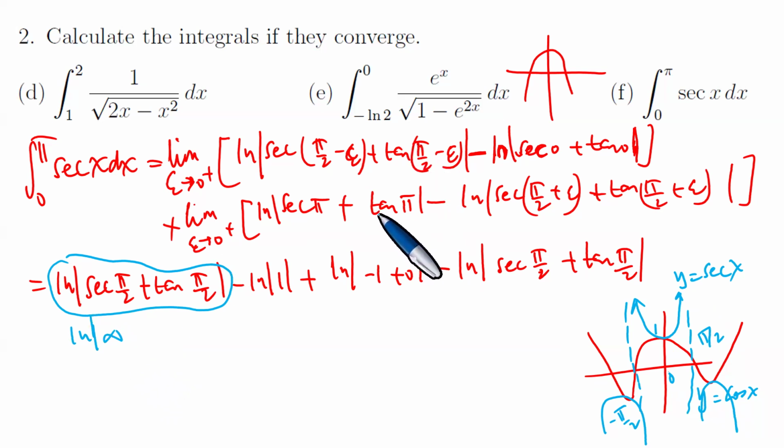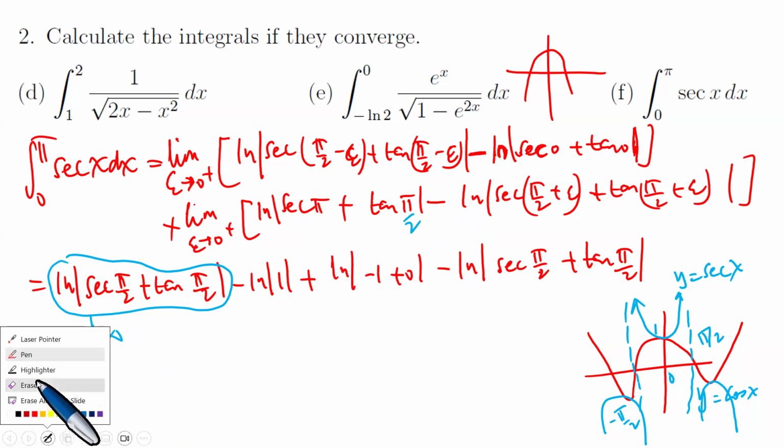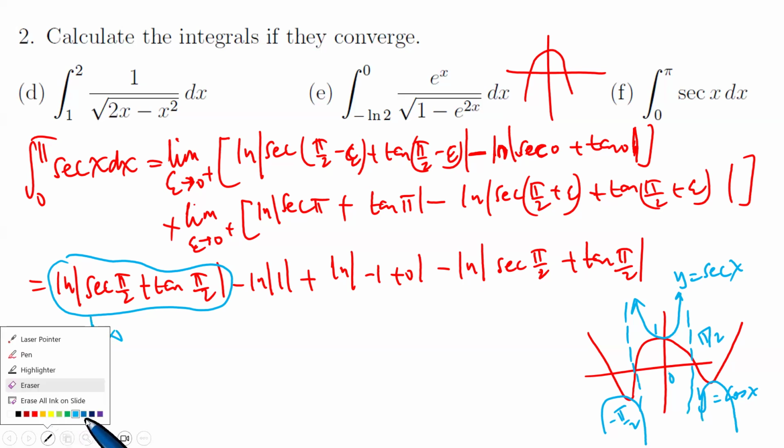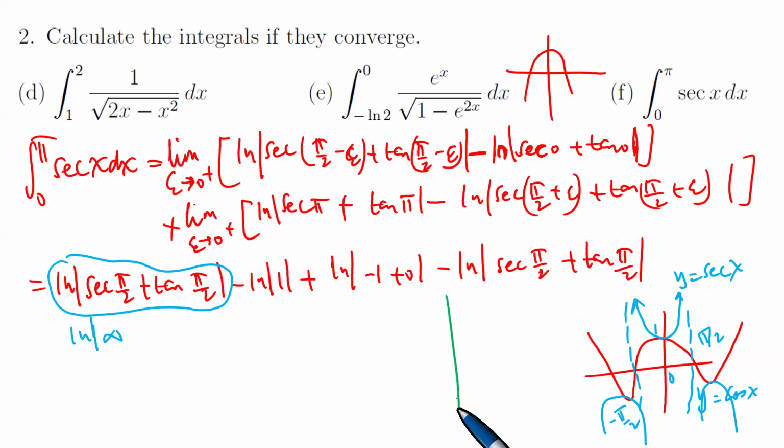You have the tangent here of pi over 2. Okay. You have the tangent of pi over 2. Oh, that is something else. For this one, you have the tangent of pi over 2 in the same way. So the tangent of pi over 2, which is like this.